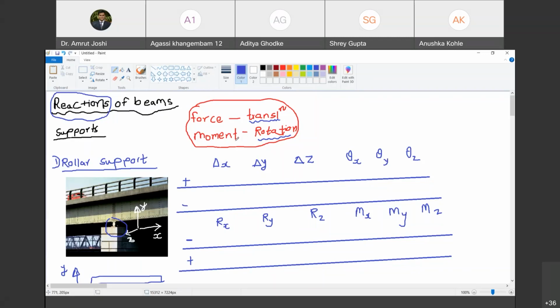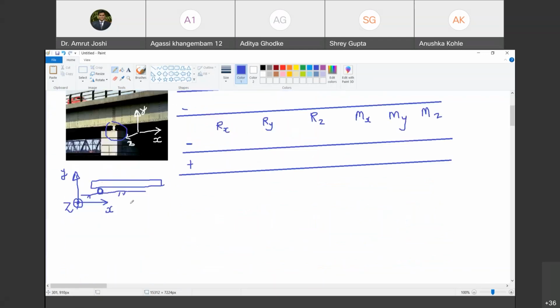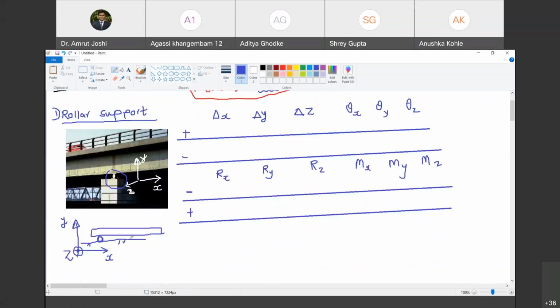Happy? Yes, sir. Okay. Now the question that I'm going to ask you is, if you have such kind of support, and if you try to pull this notebook towards right, or if you try to pull this bridge towards right, is it possible easily without any resistance? Is that delta x possible? Yes, if we neglect the friction, it is freely possible. Do you agree with me? Yes, sir. And friction is very less because this is roller support.